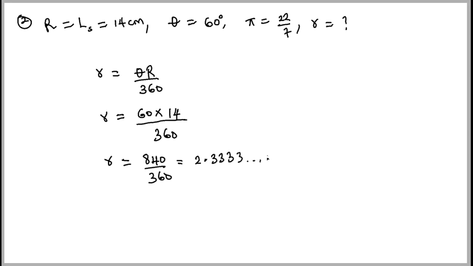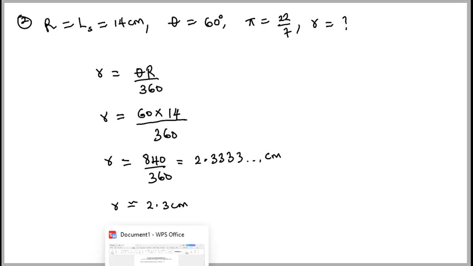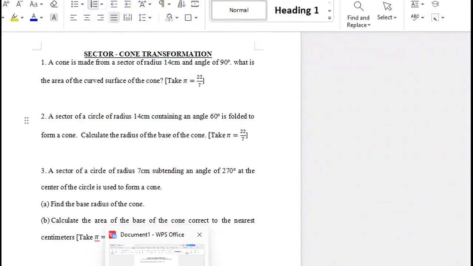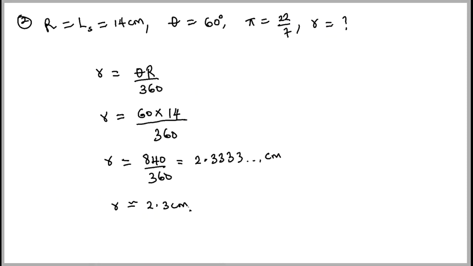It's a recurring decimal in centimeters. So let's do some approximation. Let's approximate to one decimal place. So R is now approximately 2.3 centimeters. Let me see the question if there is a rule for approximation here. Okay, I'm not given any rule to approximate to, so I can go by choice. So this is now 2.3 centimeters to one decimal place. Yes, so this is your answer.